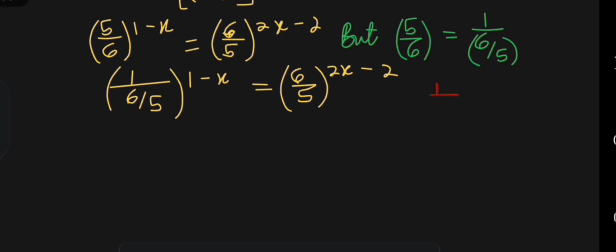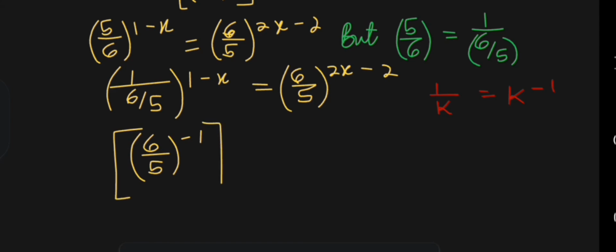Also, the reciprocal of a number can be written as the inverse of the number. That's 1 over k can be expressed as k to the power of minus 1. That is applied to the reciprocal of 6 over 5. So that's (6/5)^(-1), then to the power of 1 minus x, while the right hand side is maintained as it is.